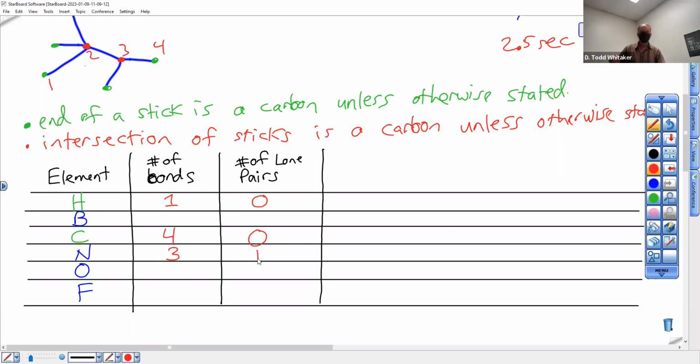What about oxygen? Think about water. How many H's are on water? Because that's your bond. 2. How many lone pairs to get an octet? 2. See why I'm doing it this way? Because there's a pattern now. How many bonds does fluorine like to make? 1. How many lone pairs does fluorine like to have? 3. And of course, a nice reminder that other elements, this is the beauty of Mr. Mendeleev.